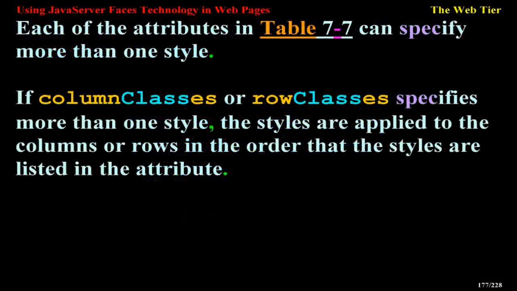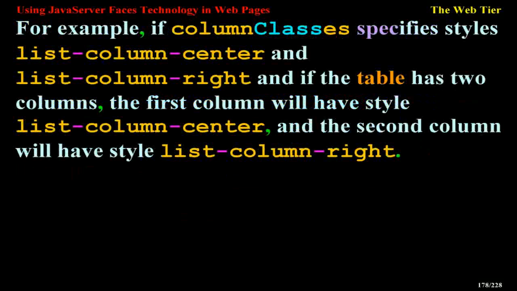Each of the attributes in Table 7-7 can specify more than one style. If columnClasses or rowClasses specifies more than one style, the styles are applied to the columns or rows in the order that the styles are listed in the attribute. For example, if columnClasses specifies styles list-column-center and list-column-right, and if the table has 2 columns, the first column will have style list-column-center, and the second column will have style list-column-right.